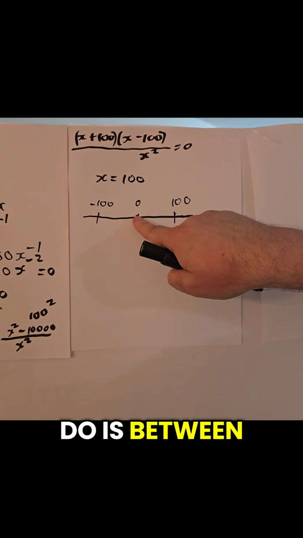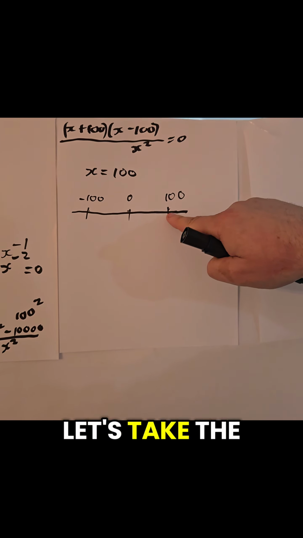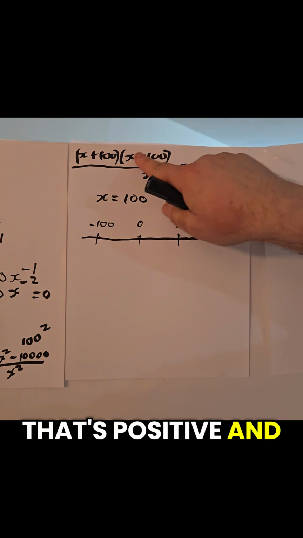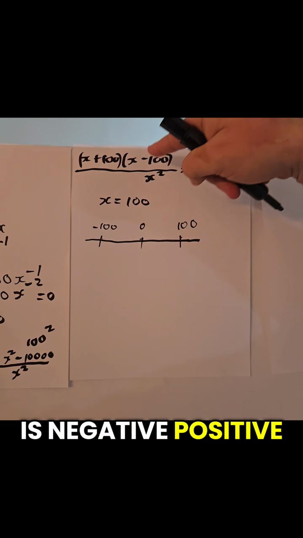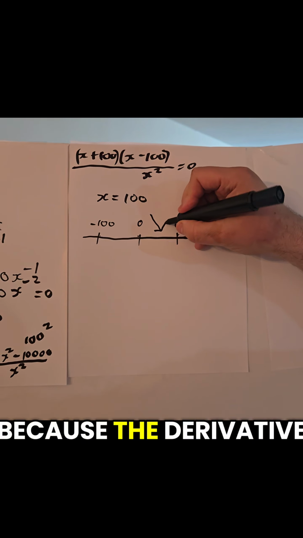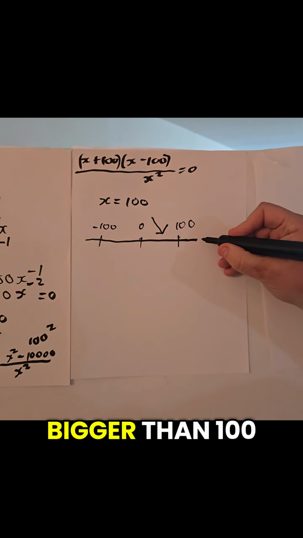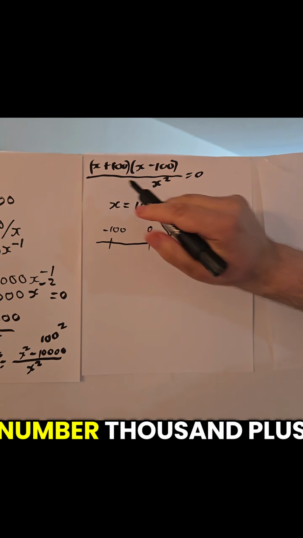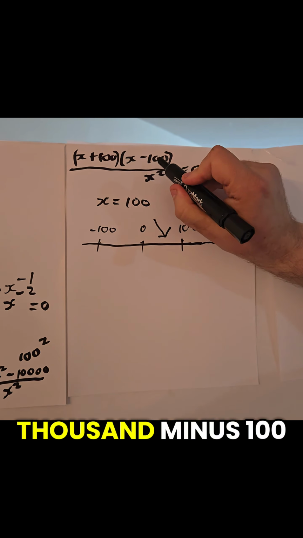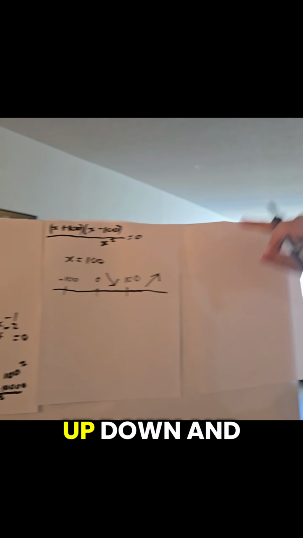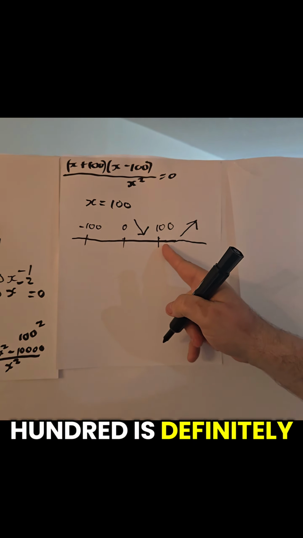So we can totally disregard this side of the number line. So what I do is between 0 and 100, let's take the number 10. If I plug 10 in there, that's positive, and 10 minus 100 is negative. Positive times negative is negative. The graph is going down because the derivative is negative. If x is bigger than 100, that actually makes it easier. I take 1,000. 1,000 plus 100 is positive, 1,000 minus 100 is positive. Positive times positive is positive. This graph is going down to x is 100 and then going up. Down and up means that 100 is definitely a minimum.